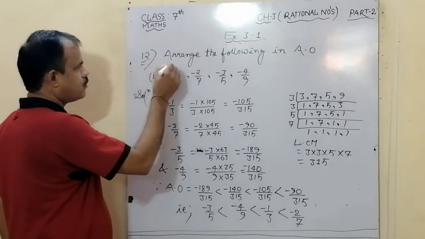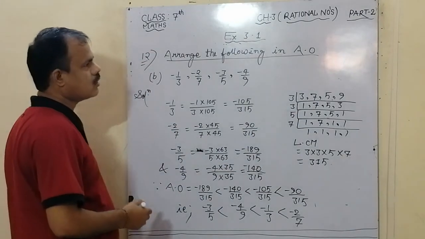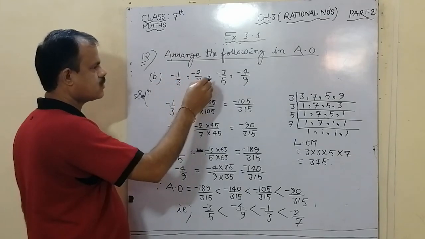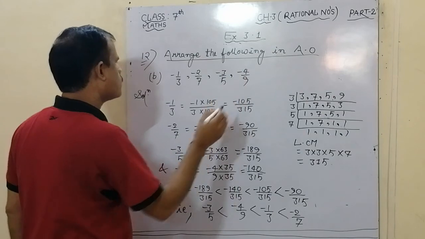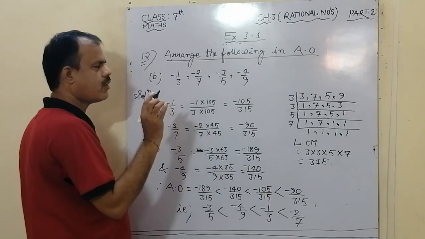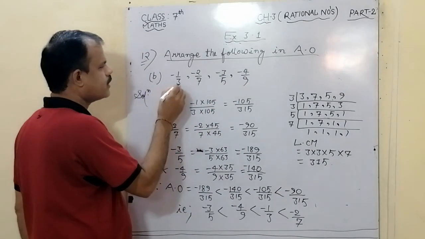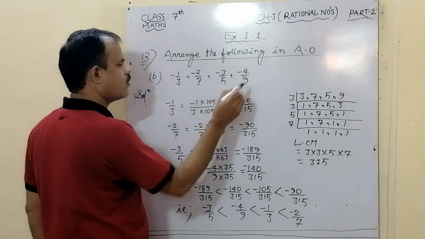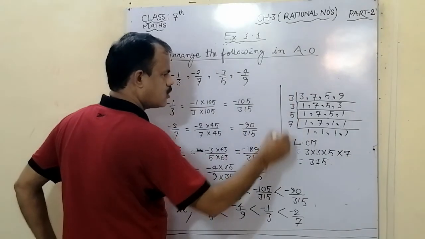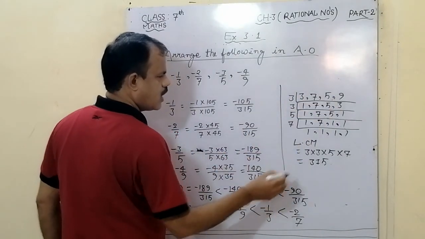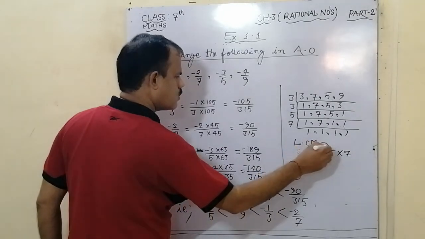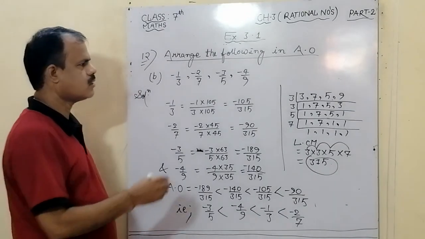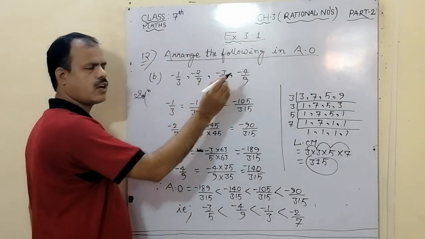Yes, question number 12. Arrange the following in ascending order. We have rational numbers like minus 1 by 3, minus 2 by 7, minus 3 by 5, minus 4 by 9. So first we find the LCM of the denominators. Denominators are 3, 7, 5, 9. LCM: 3 3s are 9, 9 5s are 45, 45 7s are 315. 315 is the LCM of the denominators 3, 7, 5, 9.